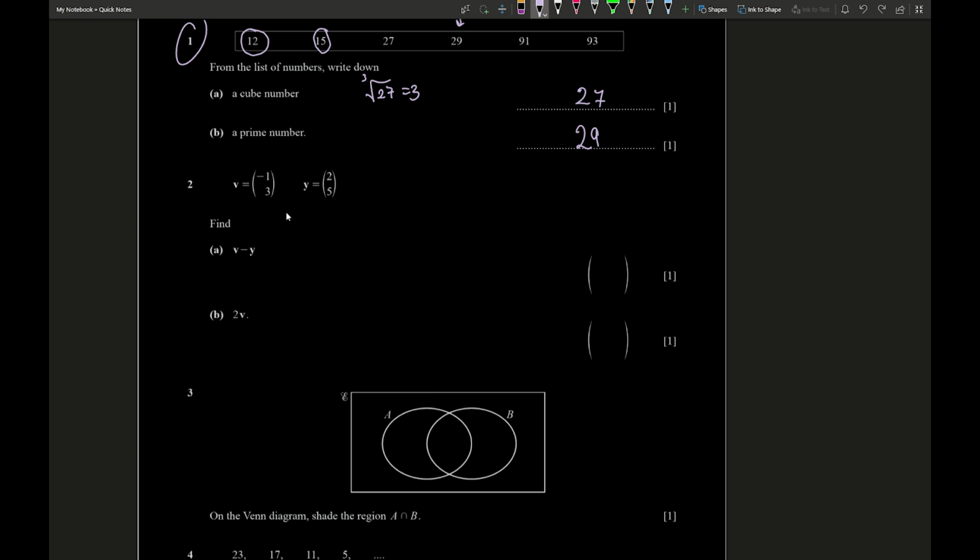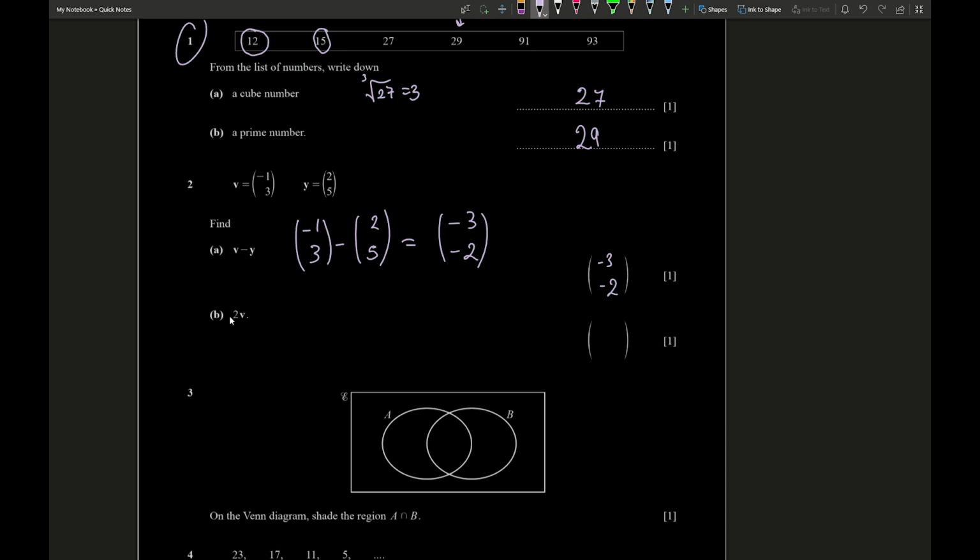So for example, let me just write down v minus y: (-1, 3) minus (2, 5) would be equal to -1 minus 2, which is -3, and 3 minus 5, which is -2. And this is the vector v minus y.